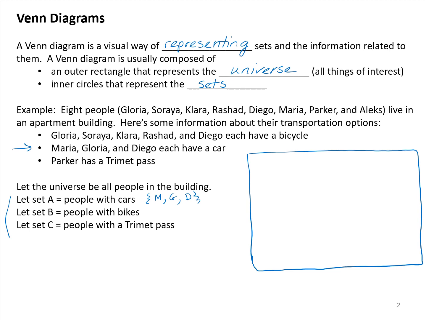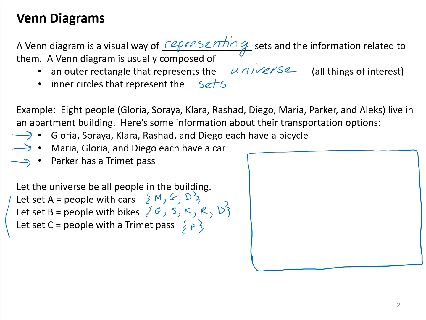People with bikes, there's 5 of those people. Let's write them down: Gloria, Soraya, Clara, Rashad, and Diego. And only 1 person with a TriMet pass, Parker.